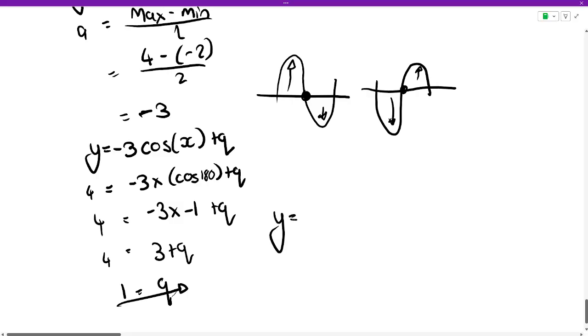Then when you've done that, you rewrite your formula. So y is equal to -3 cos x. Don't include q, doesn't matter, plus 1.